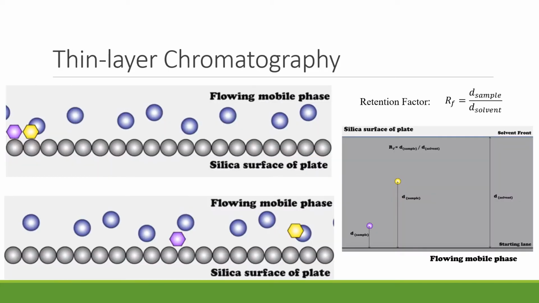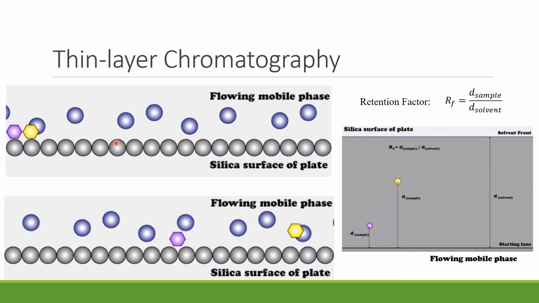And the way this works is that if we have a substance that we want to separate into its individual components, we may place it onto our silica plate, and then as that mobile phase passes over this silica plate, it's going to carry that substance with it. And if we have two compounds in here, maybe this purple compound and this yellow compound, as they begin to move through this mobile phase, they're going to interact with this silica surface.